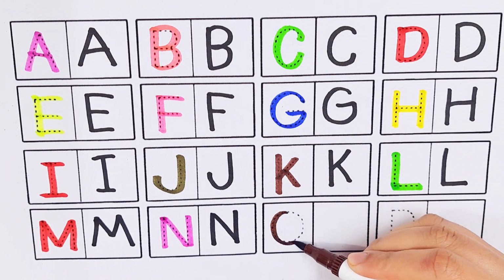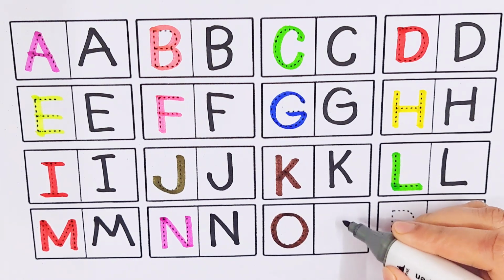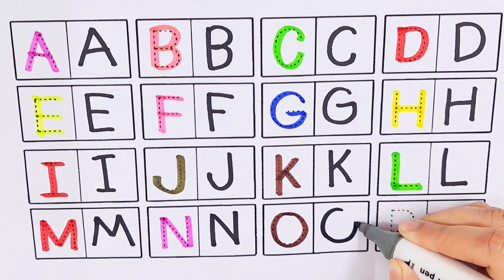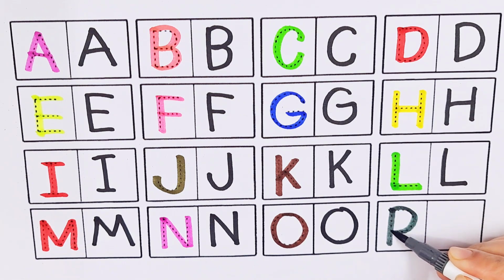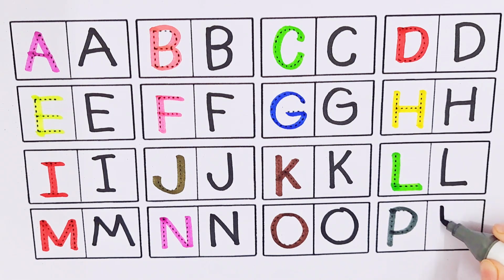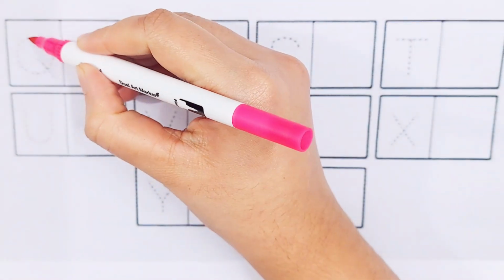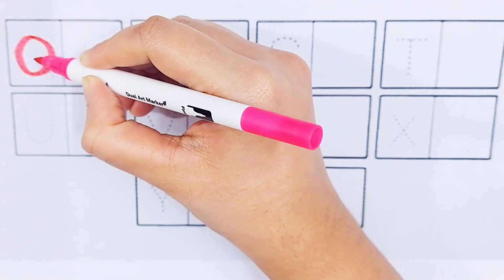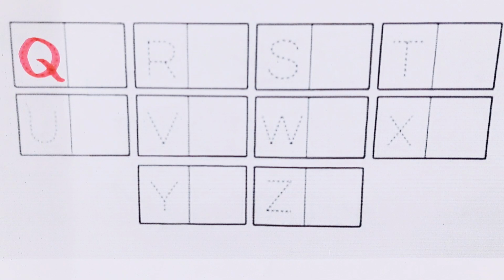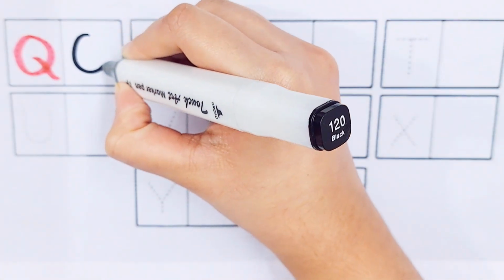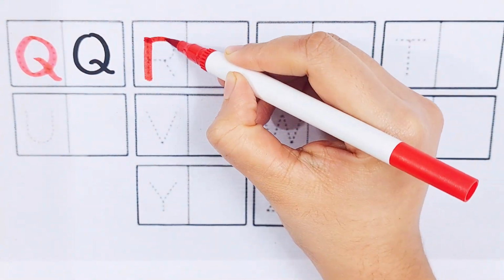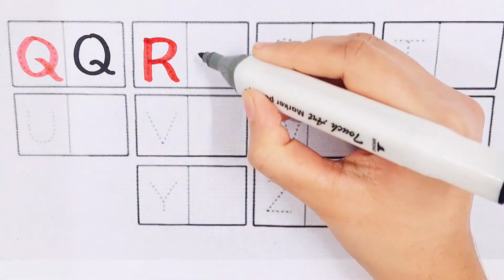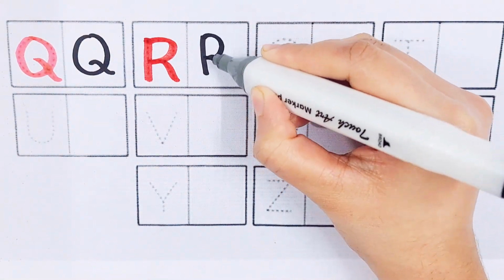O. O for ox. O. O for oxygen. P. P for peacock. P. P for pencil. Q. Q for quilt. Q. Q for queen. R. R for rose. R. R for ring.